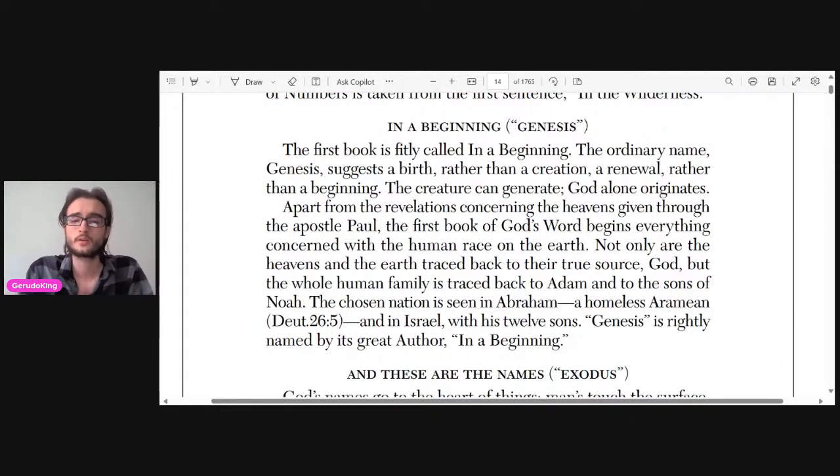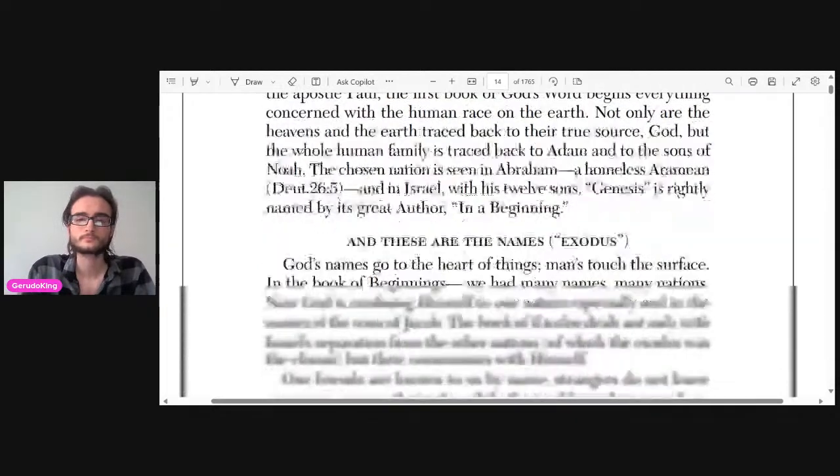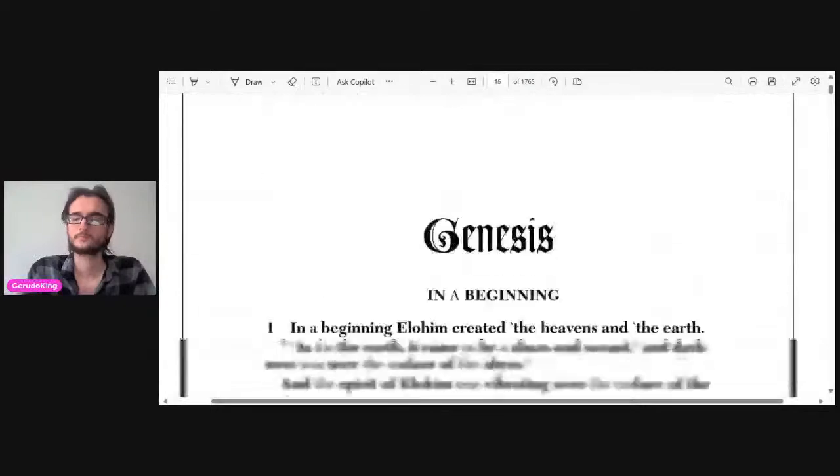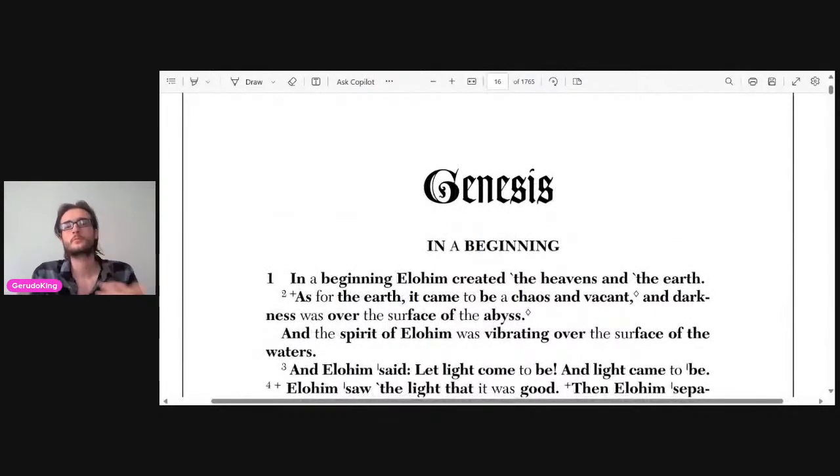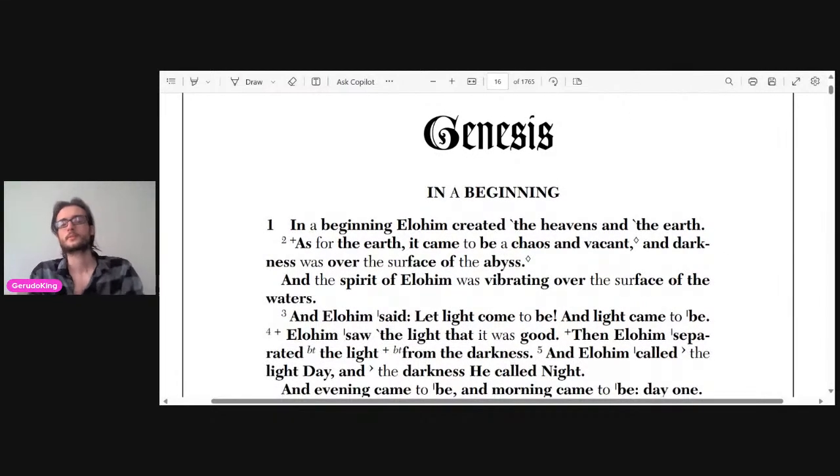Not only are the heavens and the earth traced back to their true source, God, but the whole human family is traced back to Adam and to the sons of Noah. The chosen nation is seen in Abraham, a homeless Aramean, Deuteronomy 26:5, and in Israel with his 12 sons. Genesis is rightly named by its great author, In a Beginning. Sure enough, we have moved through the introduction, and now we are going to begin reading Genesis itself. Here is Genesis, chapters 1 through 50, and y'all enjoy.